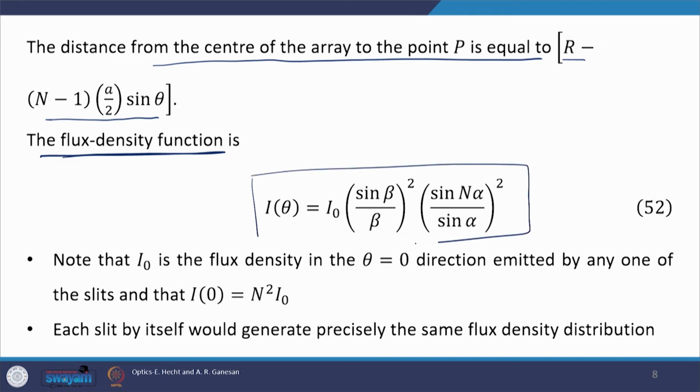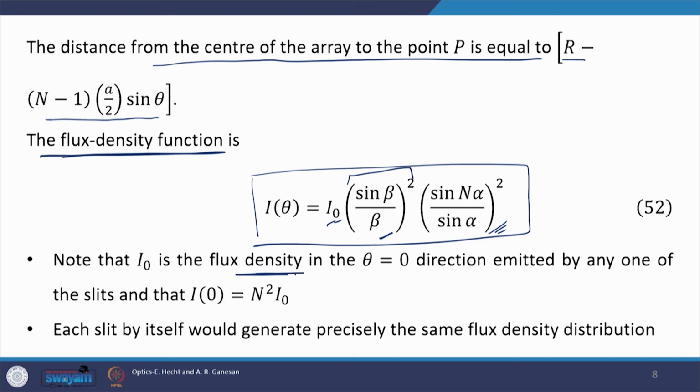and the irradiance is given by equation number 52. Now, you see that we have the sinc square function, which symbolizes the diffraction produced by a single slit, and then we have this function which is new, (sin n alpha by sin alpha) whole square. This function was neither there in the single slit diffraction expression nor in the double slit diffraction expression. While this sinc function, (sin beta by beta) whole square, was there both in single slit as well as in double slit expressions.